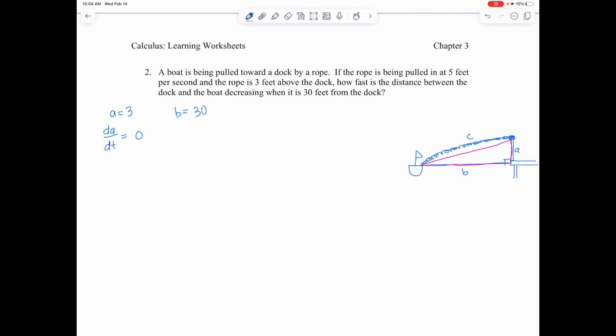It wants to know how fast the distance from the dock to the boat is decreasing. So we don't know dB/dt. That's what we're going to be looking for.